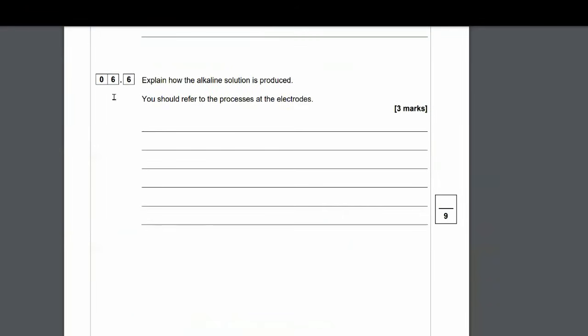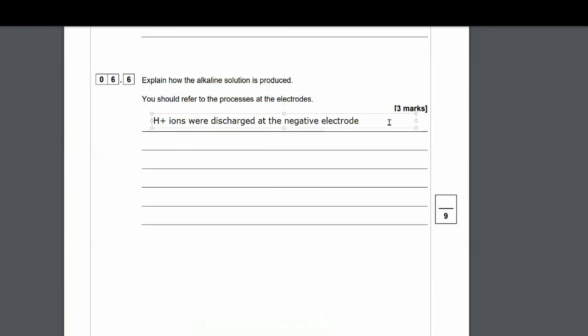So explain, this is basically everything I've just gone through, 6.6. Explain how the alkaline solution is produced. Why did we get that alkaline solution? You should refer to the processes at the electrodes. So what we want to say is, well, H plus ions were discharged, which means lost their charge at the negative electrode.